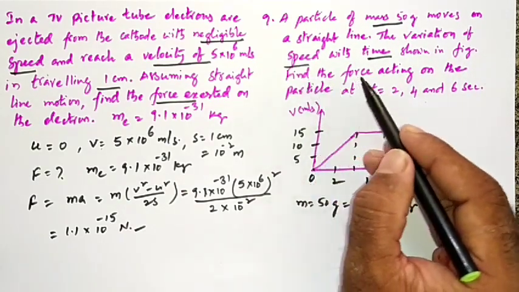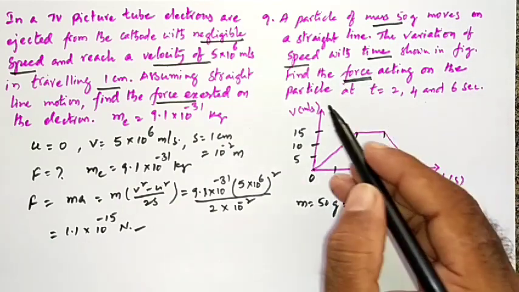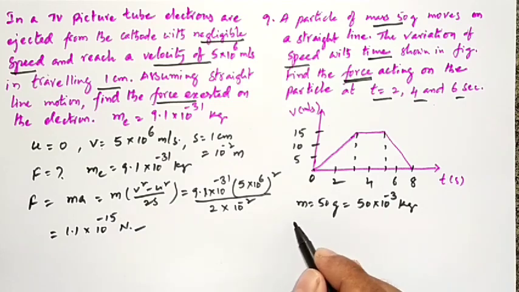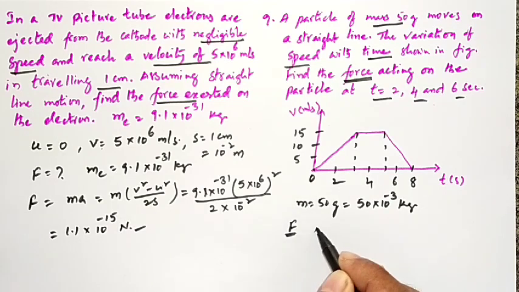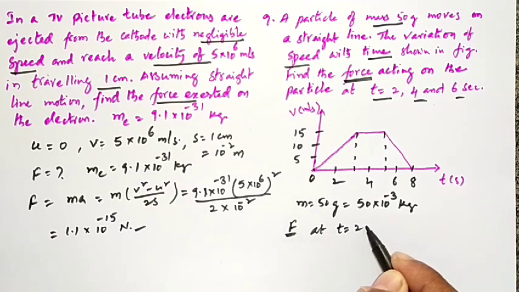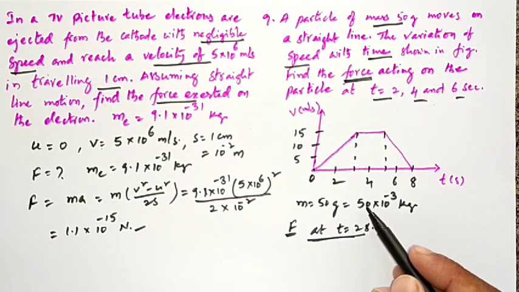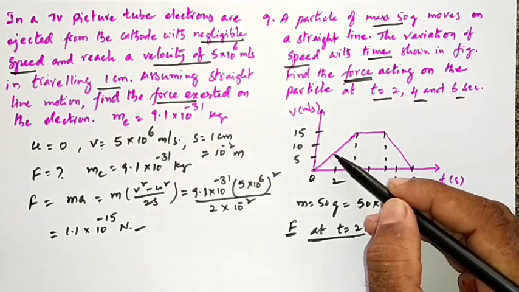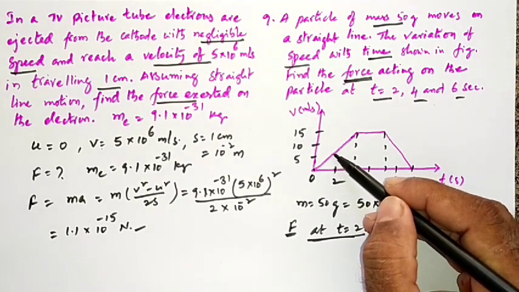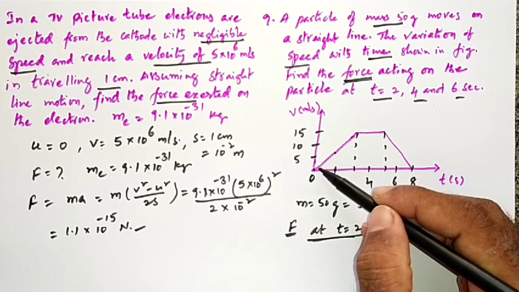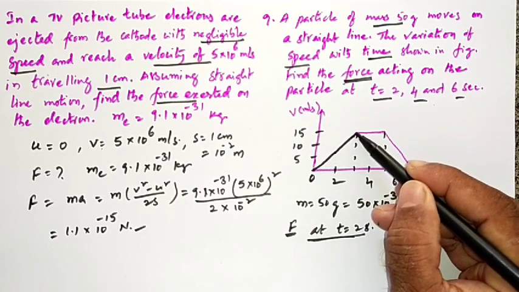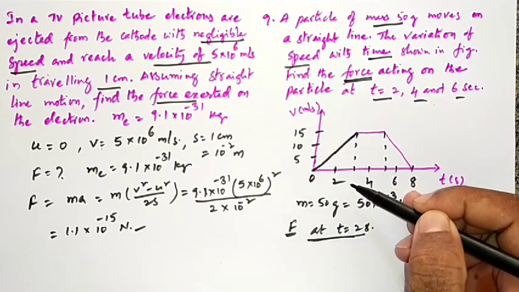Now what we need to calculate? Find the force acting on the particle at t equal to 2 second, 4 second, 6 second. Okay, now first let us calculate force at t is equal to 2 second. To calculate force, what data we require? Mass and acceleration. At 2 second, it is a velocity time graph. What is the acceleration? So this is the graph. The slope of the vt graph gives acceleration.